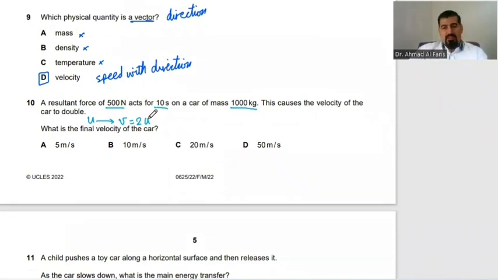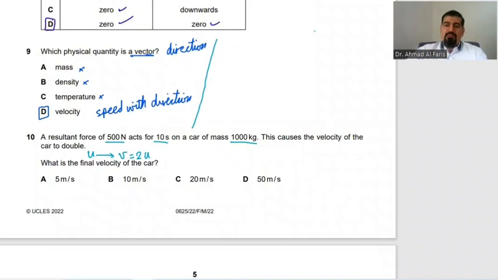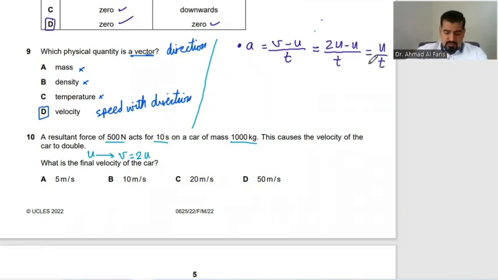Now we have two ways to answer this question. We can use momentum, or we can use the resultant force and acceleration. For example, acceleration equals v minus u divided by t. I can rearrange it: instead of v, I'll write 2u, so it will be 2u minus u divided by t. This is the acceleration. So 2u minus u is u over t. So acceleration equals u, the initial speed, divided by time. This is the first step.